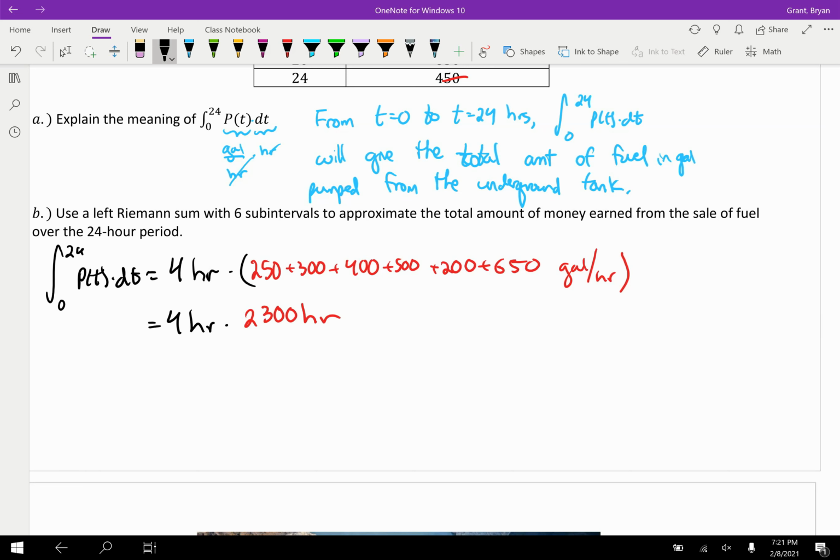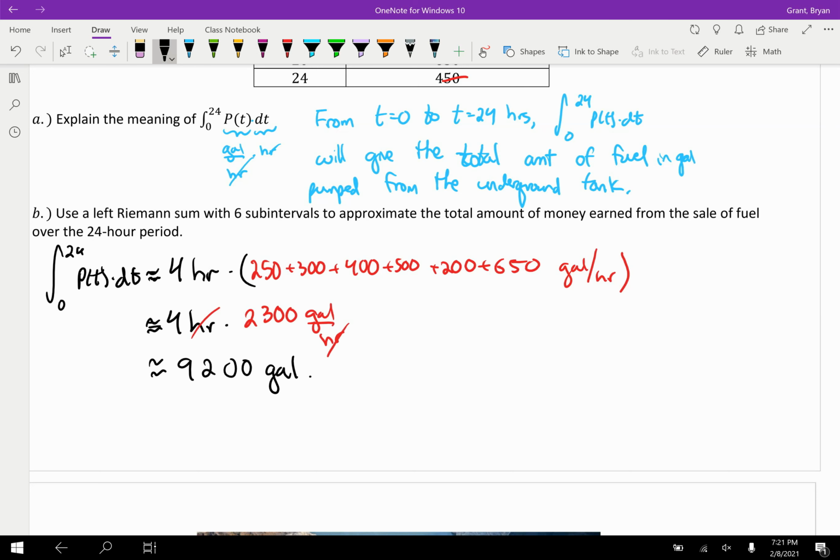And so, oops, I should be using approximately here. They're pretty sticklers on that. And so we end up, oh wait, this is gallons per hour. Whew, words are tough today. There we go. The hours will cancel, and we get 4 times all of that. 0, 0. 4 times 3 is 12. Carry the 1. 4 times 2 is 8, plus 1 is 9. And so we get 9,200 gallons.